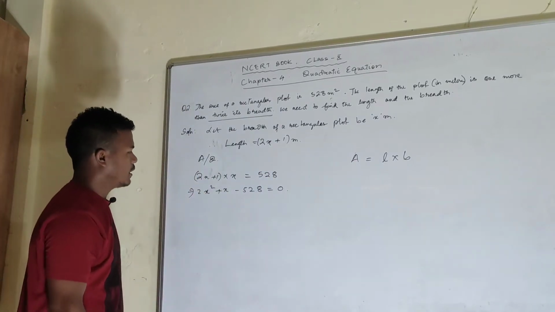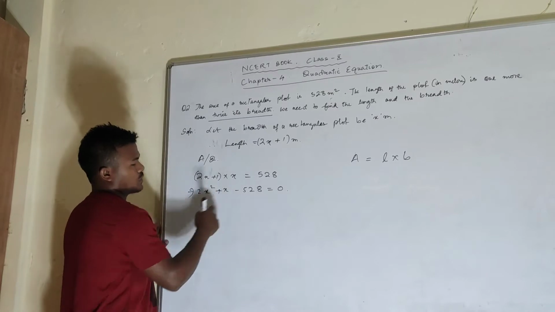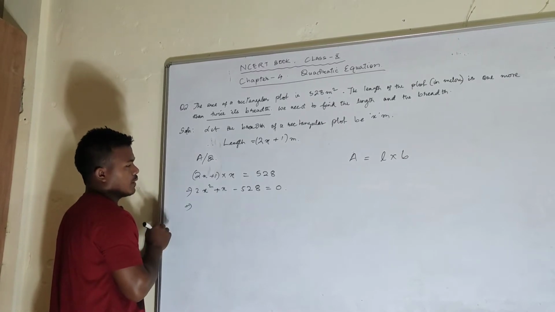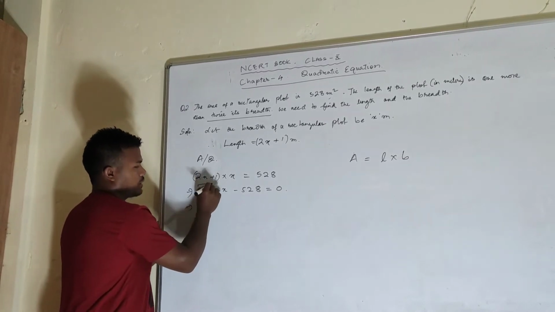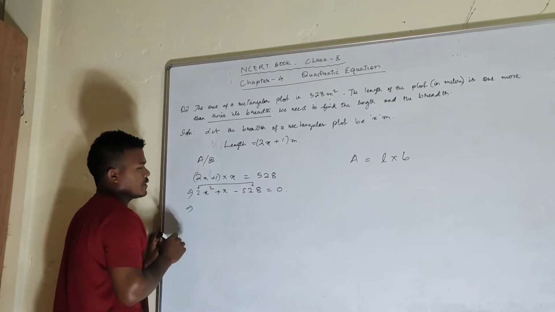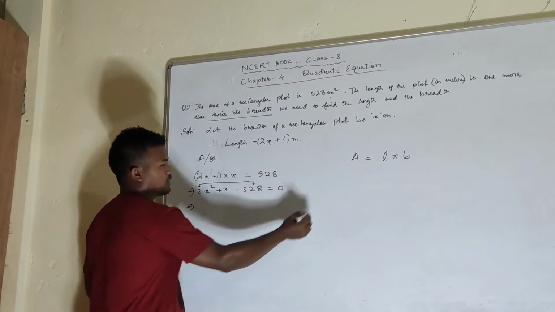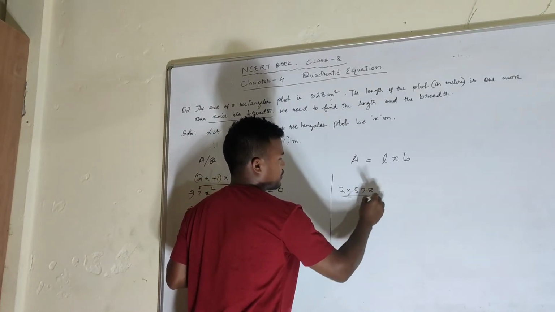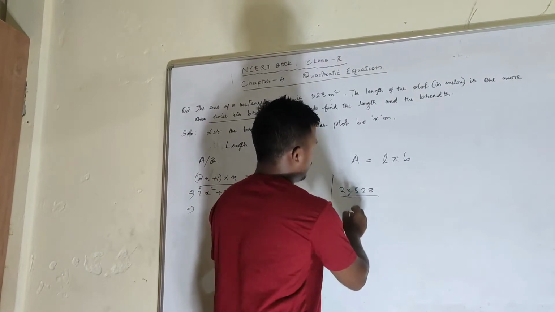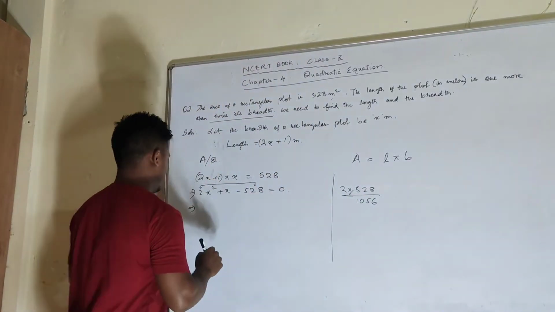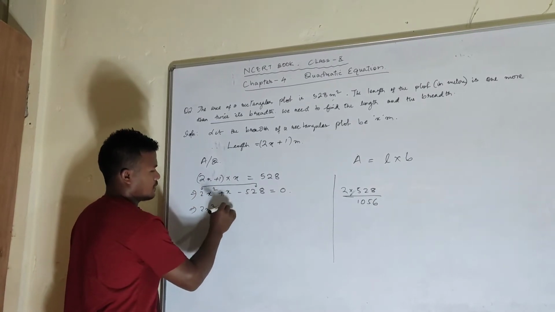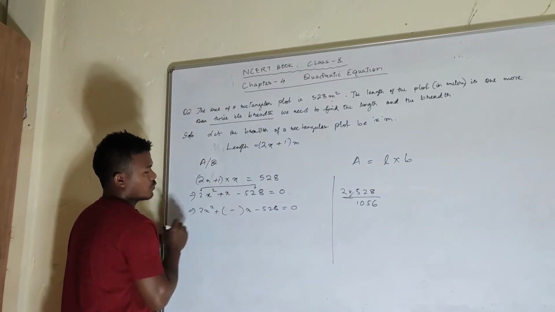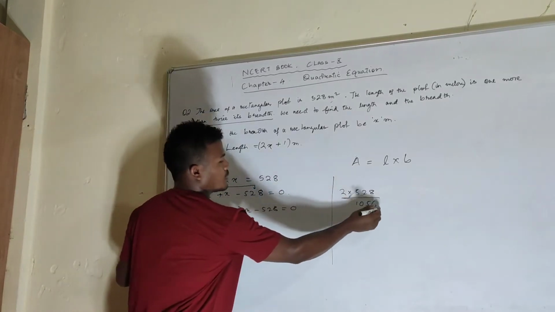Now you can solve this one by middle term factorization, or you can use the quadratic formula, or you can do it by completing the square. The simplest one, I will do by middle term factorization. In middle term factorization, we multiply the first coefficient and the last constant term. If you multiply 2 into 528, you will get 1056. So you write the same, 2x square plus this variable, you keep it here, minus 528, which is equal to 0. The last sign is minus, so you have to put minus. So multiply any two numbers to get 1056.